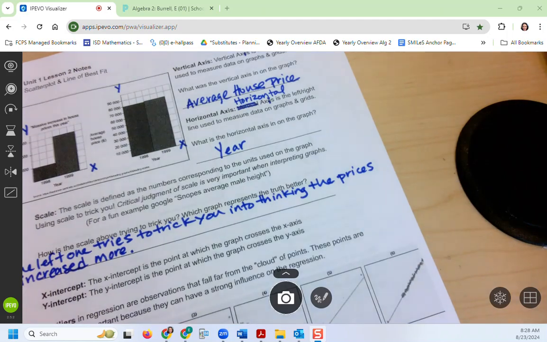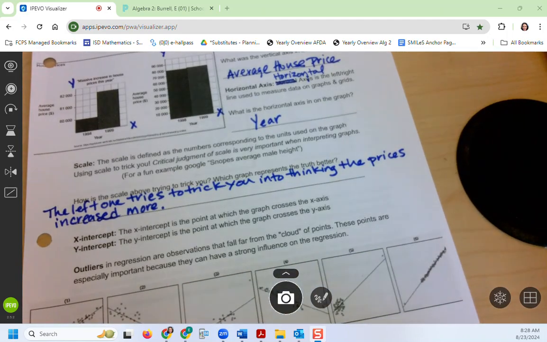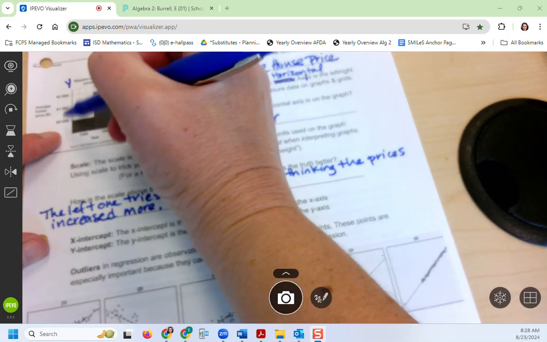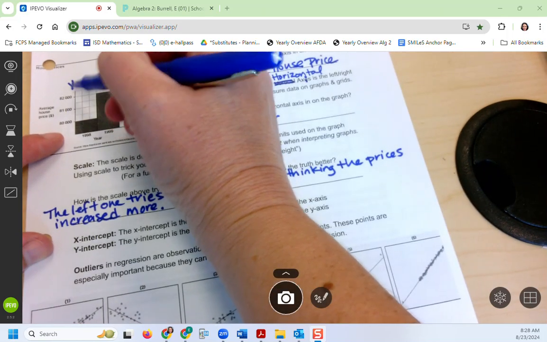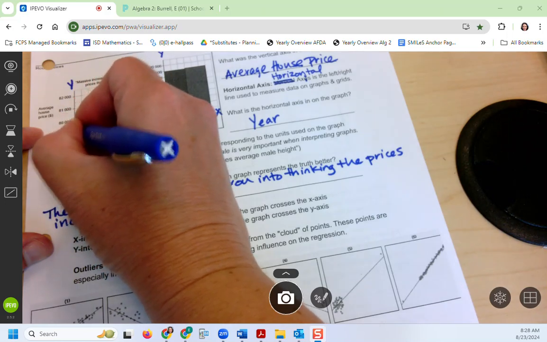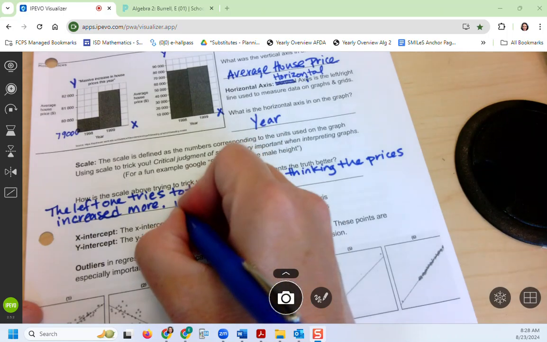Okay, and the y-axis should start at 0. If you look at this y-axis right here, let's see, it's going up 100 each time. No, it's going up 1,000 each time. So the y-axis would actually start at 79,000. That doesn't make sense. So the y-axis should start at 0.